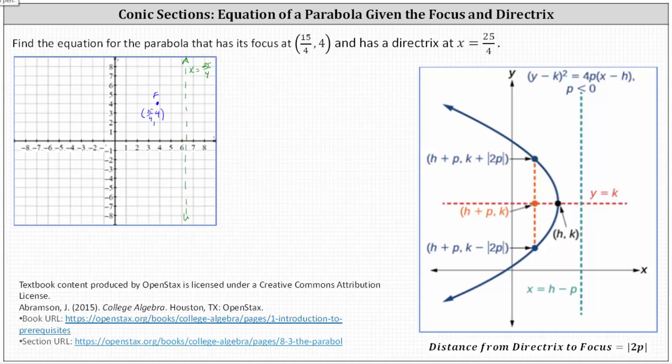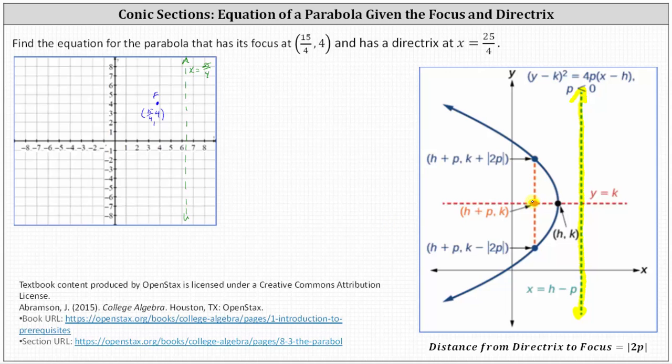This indicates the equation of the parabola will be in the form of (y minus k) squared equals 4p times the quantity x minus h, where (h, k) is the vertex, and because the parabola opens left, in the direction of the negative x-axis, p is negative, or less than 0. So in the question, we're given the directrix, this vertical line here, as well as the focus, which is this point here inside the parabola.